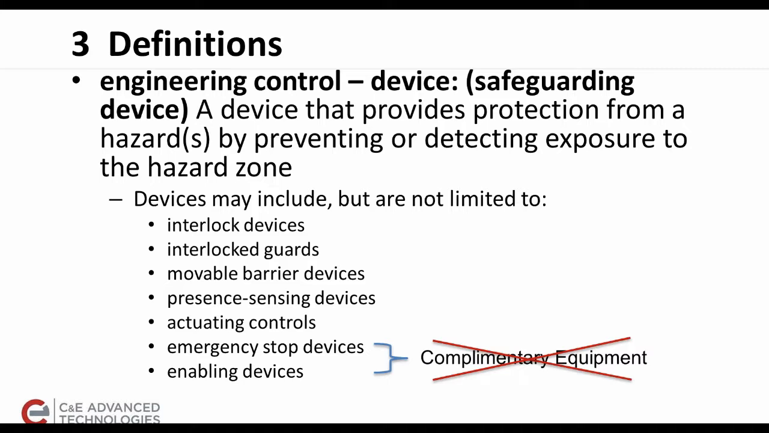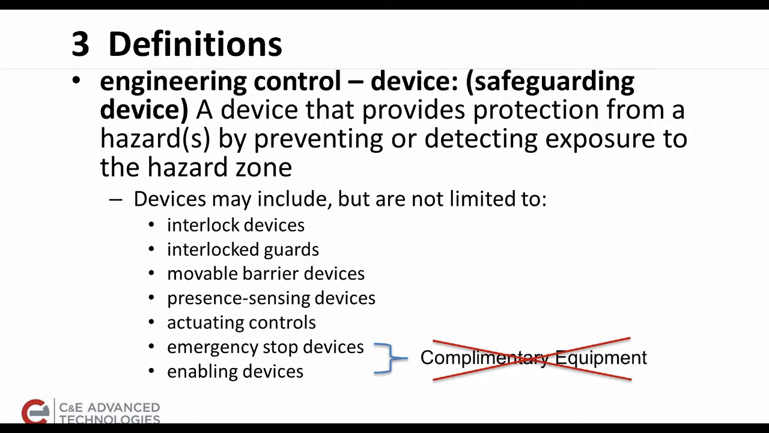Okay, then we have the last of the major controls, engineering controls, called devices. Again, as shown in the parens, we used to call those safeguarding devices. They are now listed under engineering control / devices. These are the devices that provide the protection from hazards by preventing or detecting exposure to the hazard zone. They are not physical guards, typically with one exception. These devices do include, but are not necessarily limited to, such things as interlock devices and interlock guards.